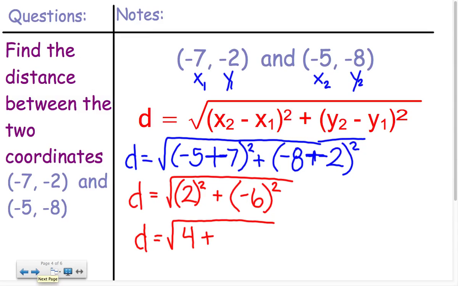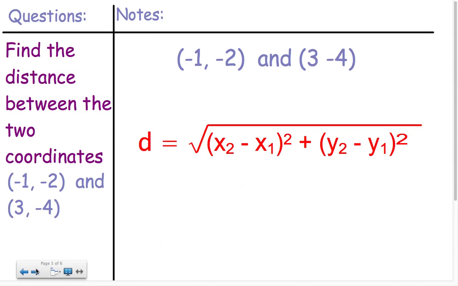Thank you. -6 squared is like -6 times -6, so positive 36. So our distance is the square root of 40, which is also 6.3. So very close to one of our other answers. So these two coordinate points are 6.3 away from one another. And the final one.